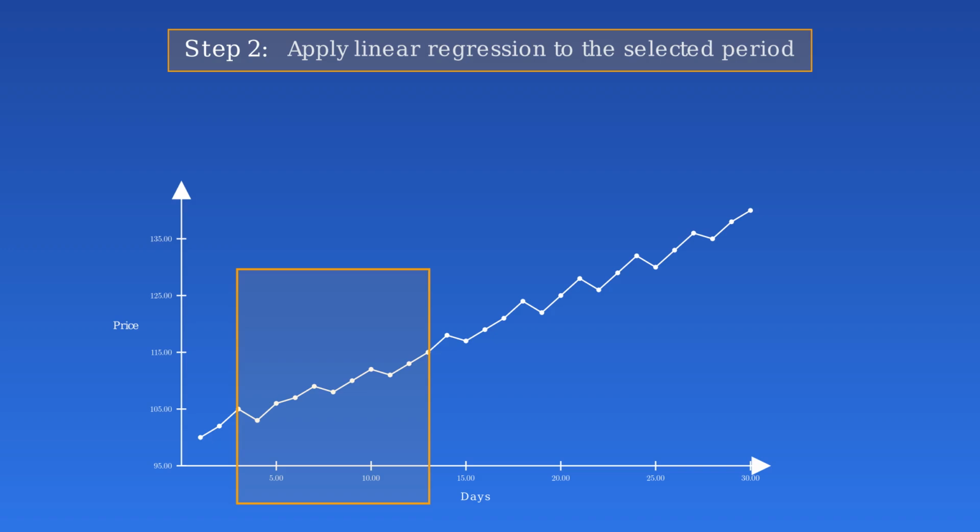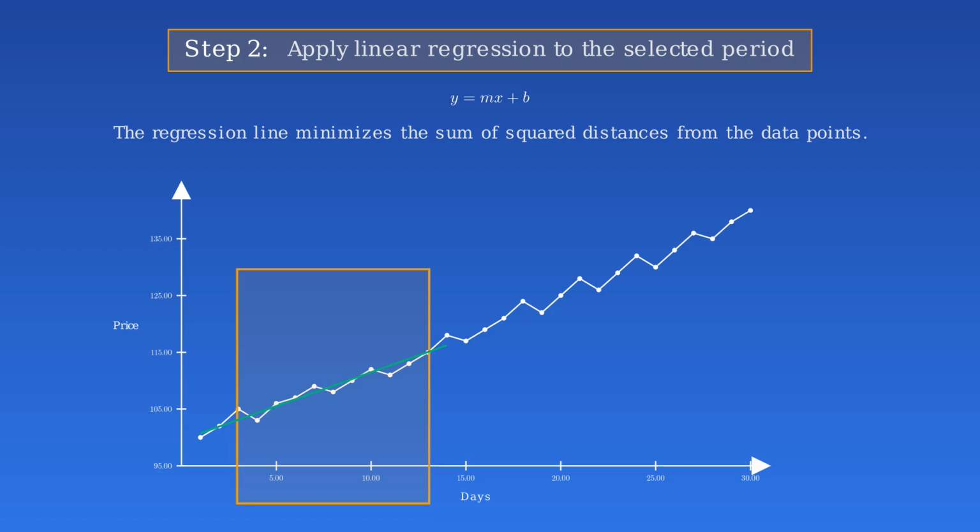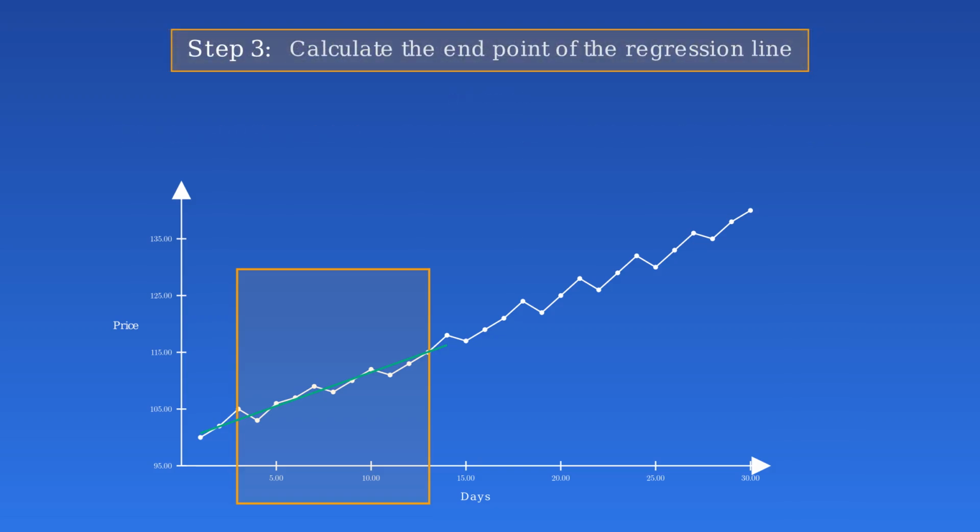Step 2. Apply linear regression to our selected time period. Linear regression finds the best fitting straight line through our price data. This line minimizes the sum of squared distances between the line and each price point, hence the name least squares. Step 3. Calculate the endpoint of our regression line. The final point on our regression line becomes our first LSMA value.